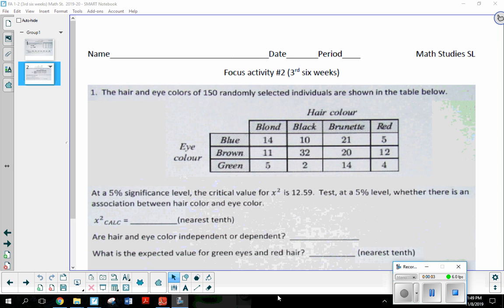All right, well, all we're going to go ahead and do right now is take a look at our focus activity. Emma, if you would turn off that light for me, please. Thank you, Reese.